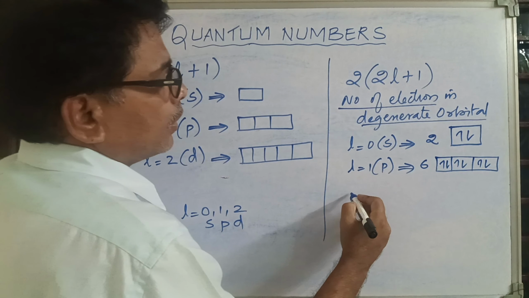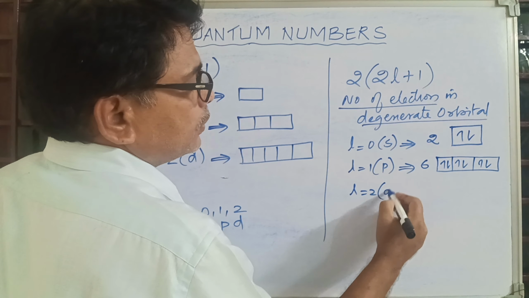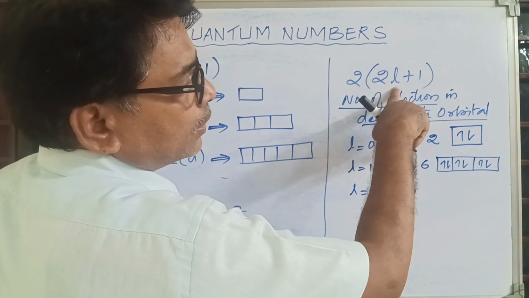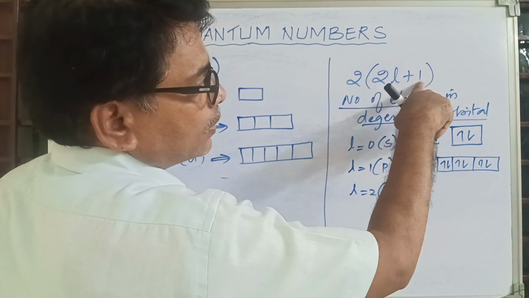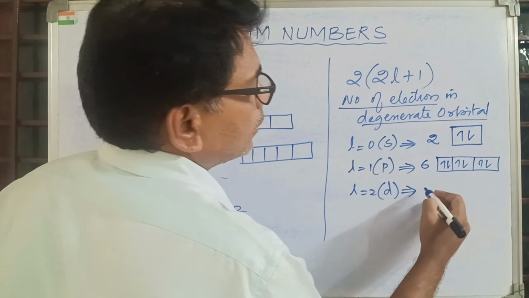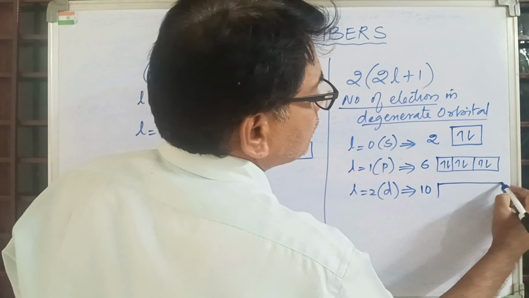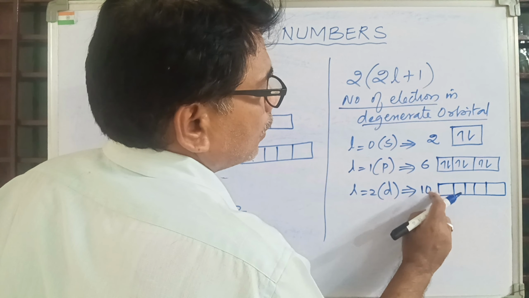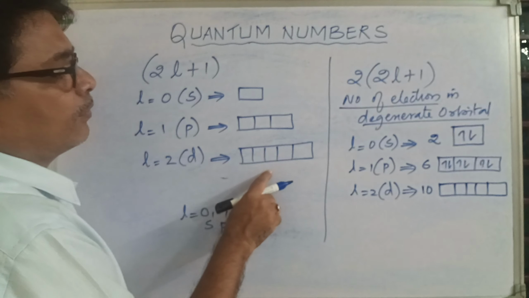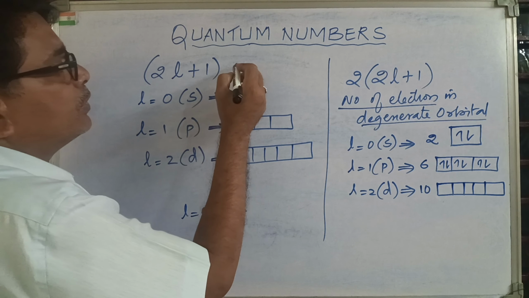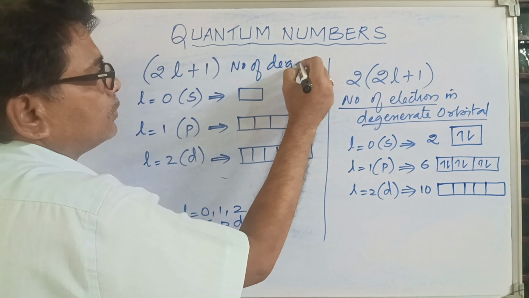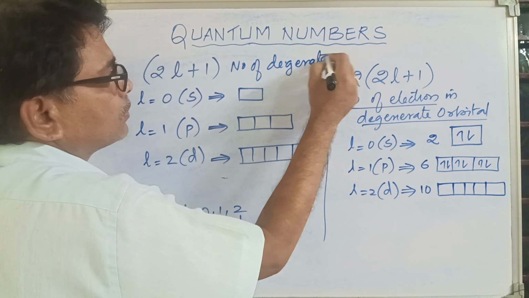The next one is what? L is equal to 2, which is the d orbital. So you take this 2 and place it at the place of L. 2 into 2 is 4, plus 1 is 5, 5 twos are 10. That means how many boxes does it require? 5: 1, 2, 3, 4 and 5, because d means it is 5. Now this is the number of degenerate orbitals.